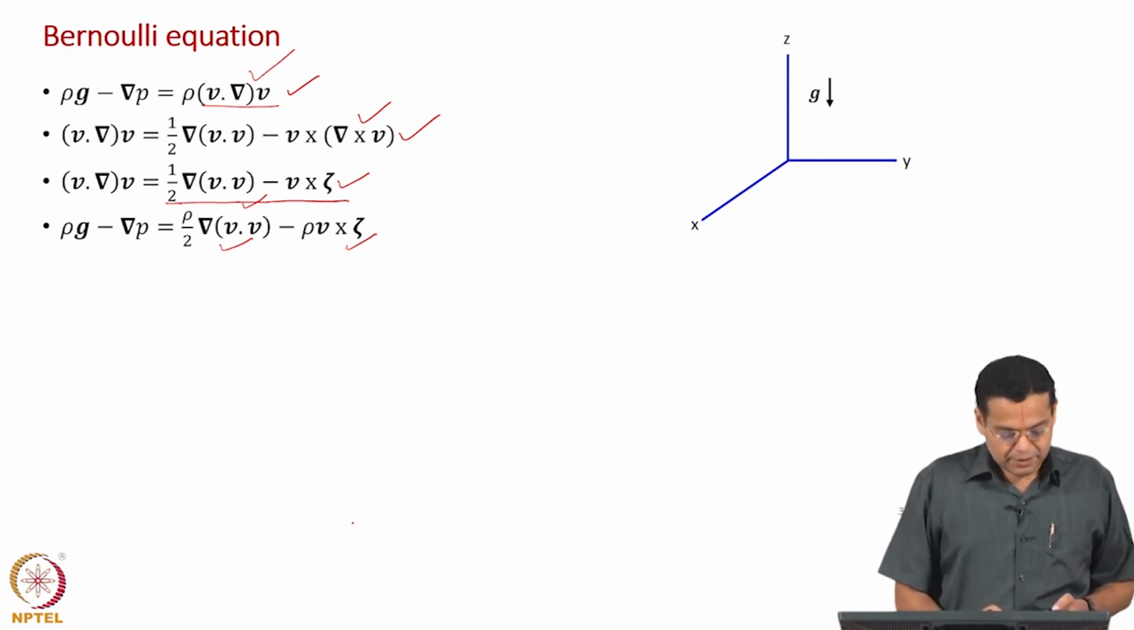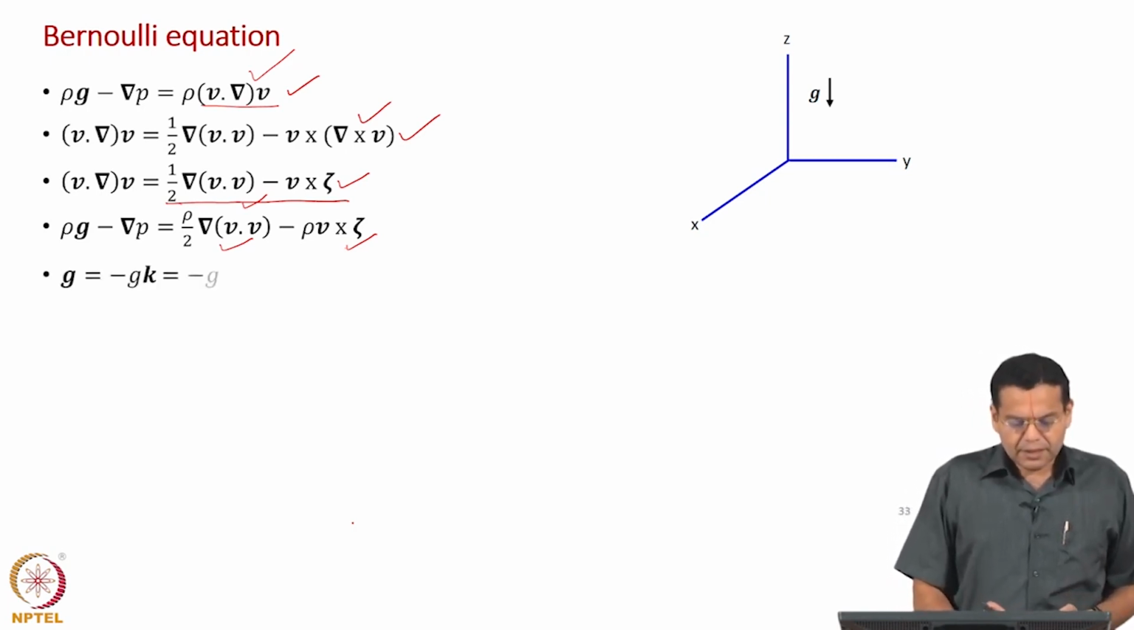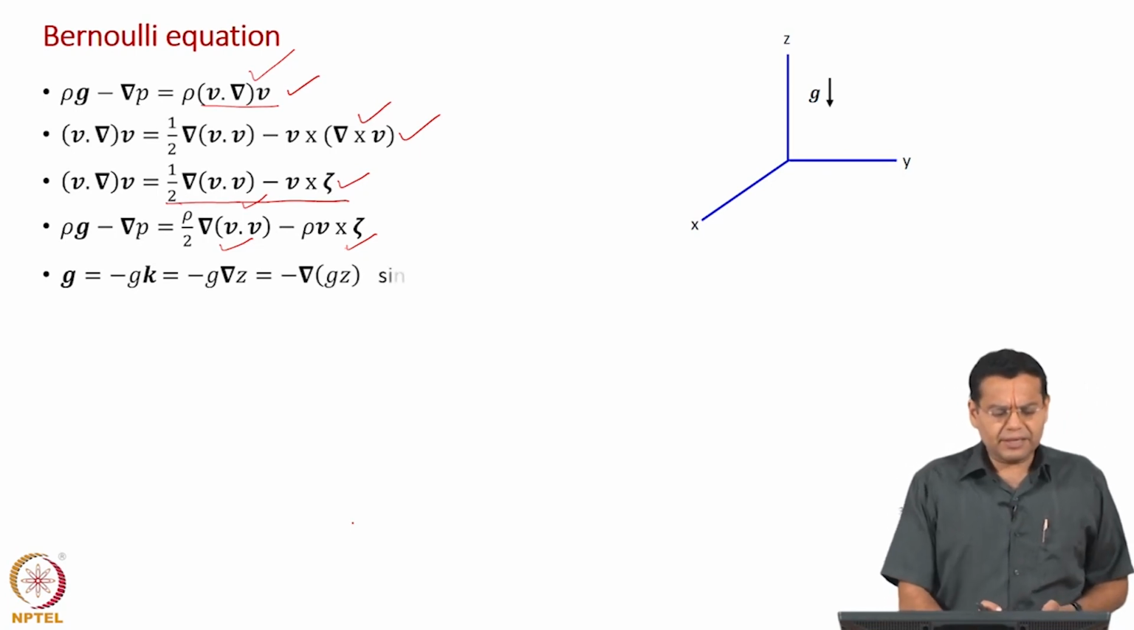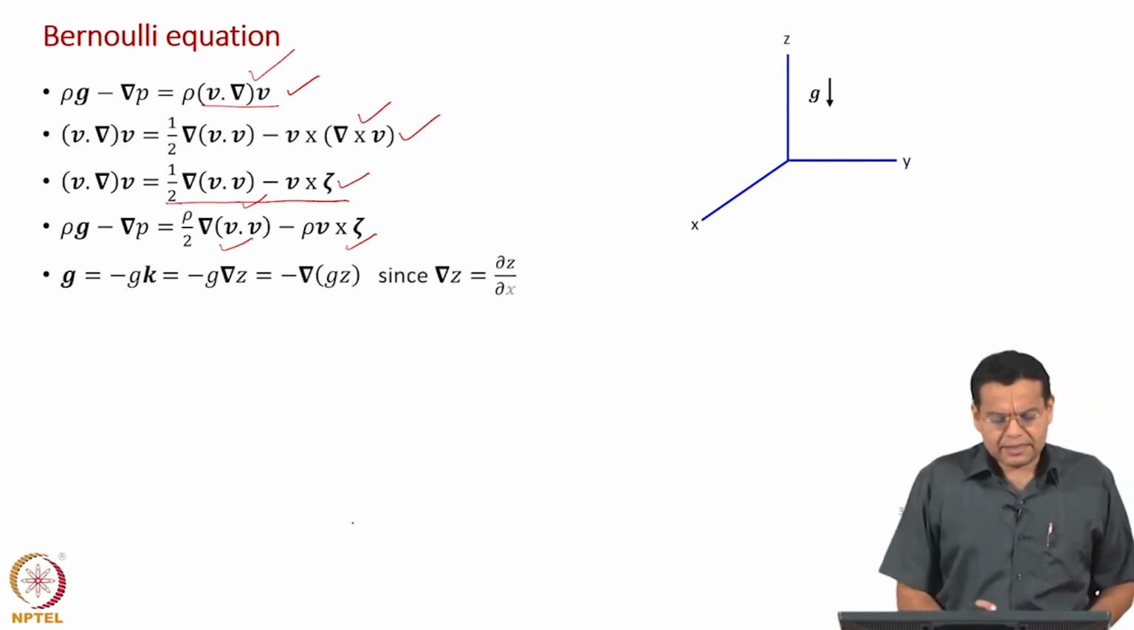Now, let us take this gravity vector and let us try to express that in terms of a gradient.